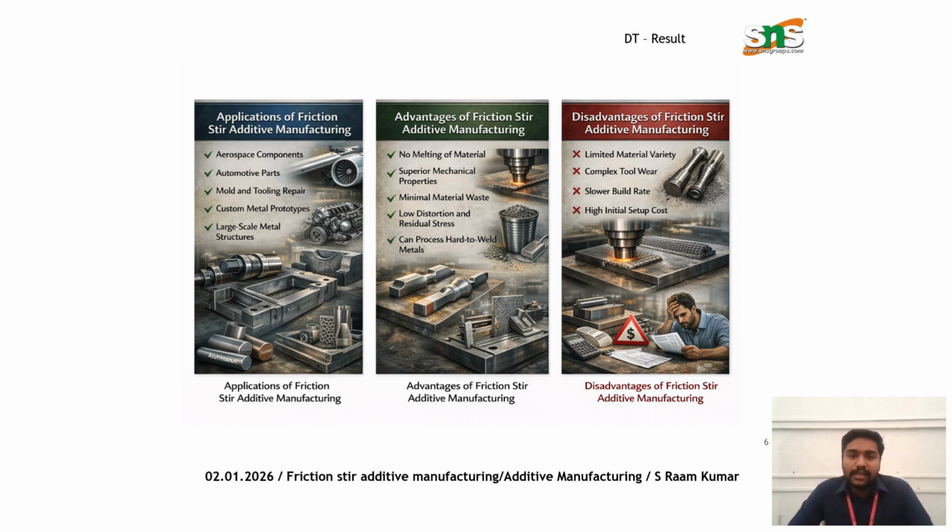Then coming to the disadvantages, limited material variety. The varieties of materials are very limited. The second will be complex tool wear. Third will be slower build rate. We can produce a large amount of product within 2 to 3 days. It will take around 2 days to complete a customized complicated structure with a high volume. So this is the main drawback of friction stir additive manufacturing.